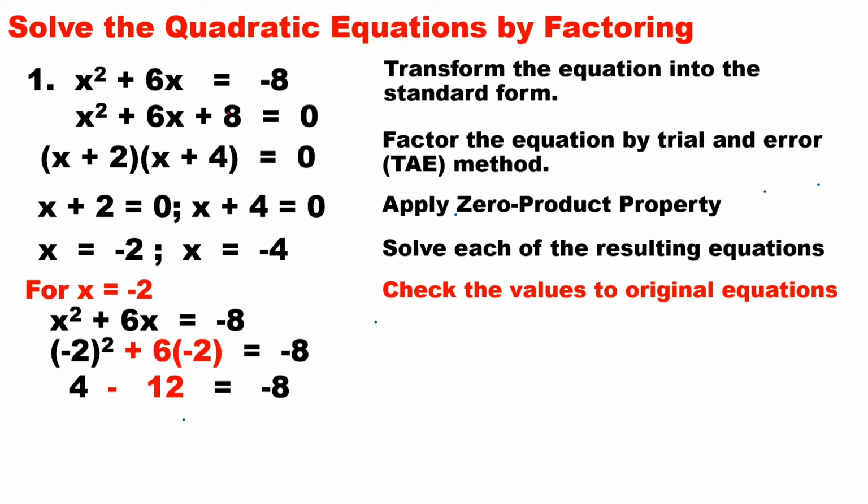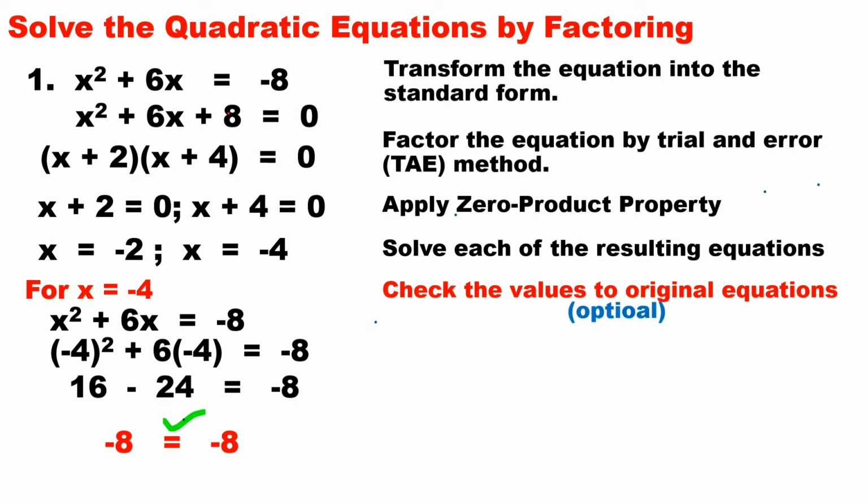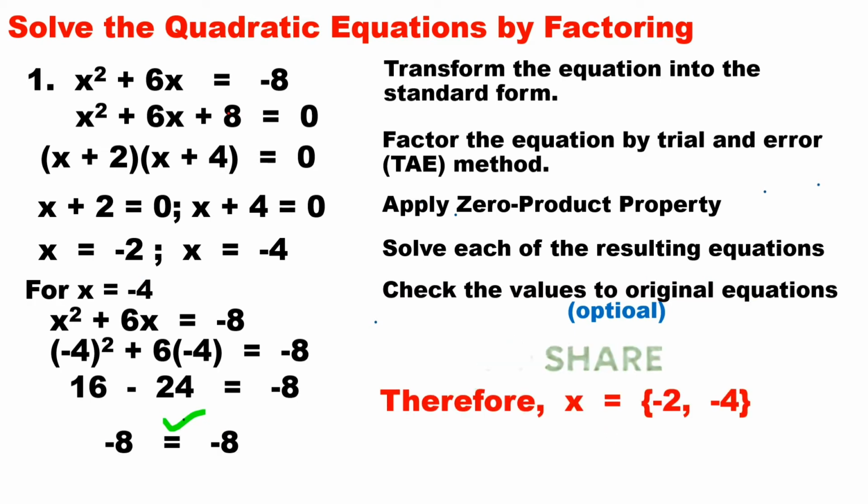6 times negative 2 equals negative 12. 4 minus 12 equals negative 8. Since they are equal, negative 2 is a solution. Doing the same to negative 4, and since they are also equal, negative 4 is also a solution. This part of checking is optional, particularly if you are confident with the solutions above. In this problem, the value of x equals negative 2 and negative 4.